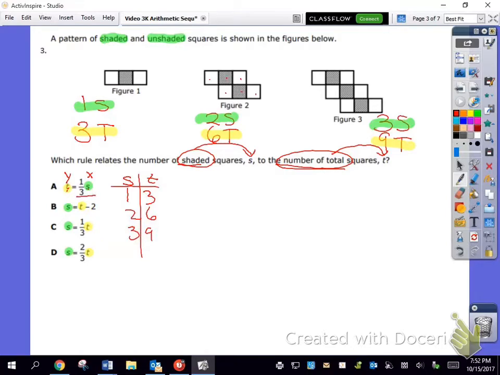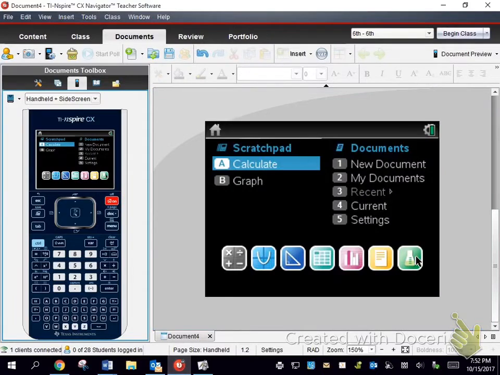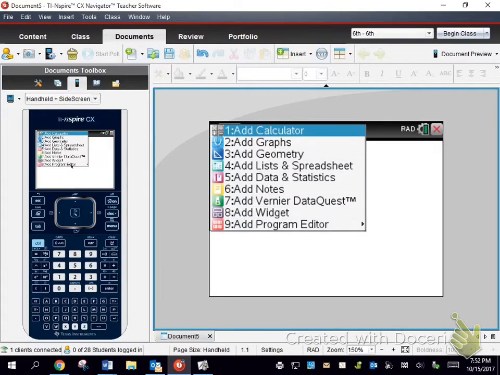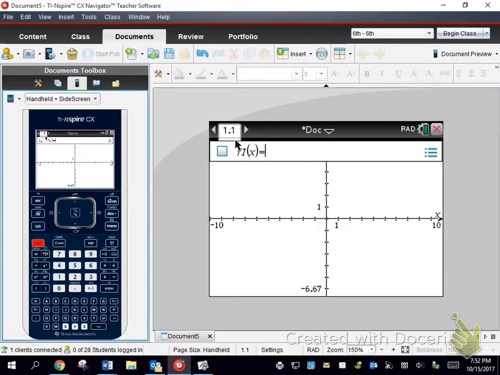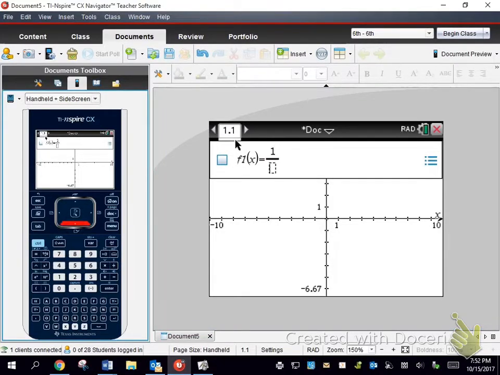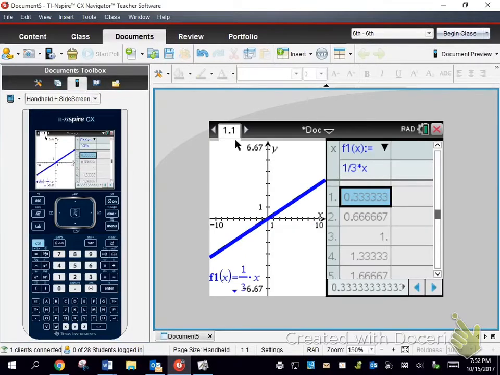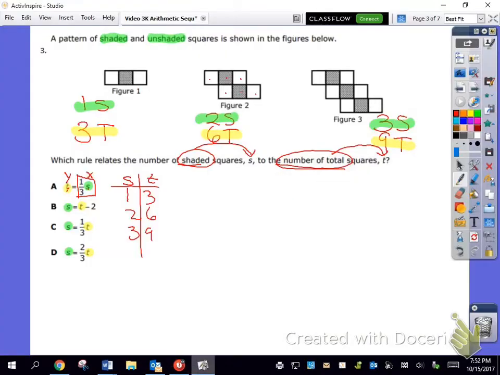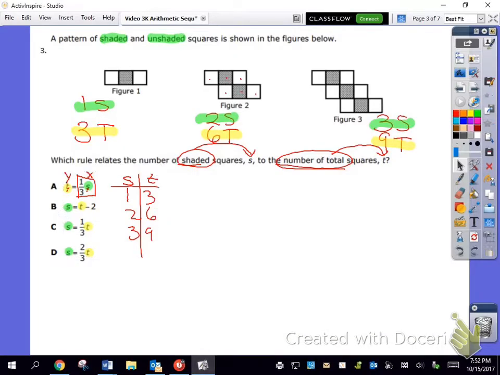So I'm going to try this 1/3, and I'm going to see if that works. I'm just going to go to a brand new document. The thing about control docs is it doesn't ever clear it all off, and so I really like to clear it off. So you're going to hit your fraction, control divide 1/3, and then I'm going to put x. Now remember, x in this case is going to be your s. So there's my 1, and then I should get a 3. Well, that is not a 3, so that does not match, okay?